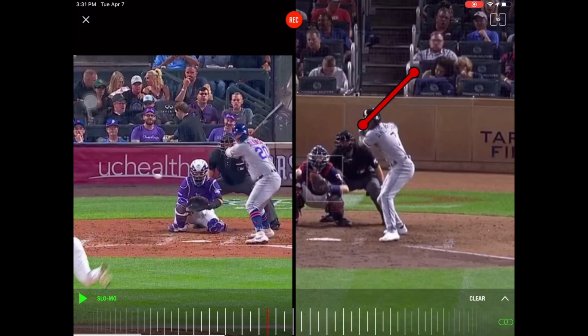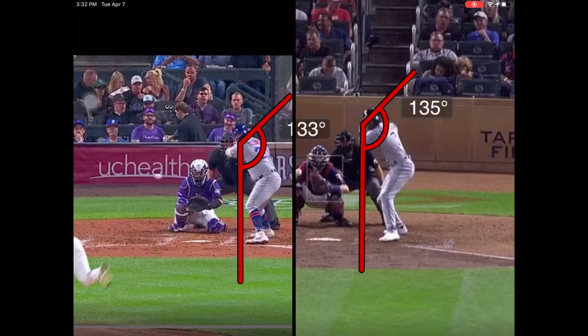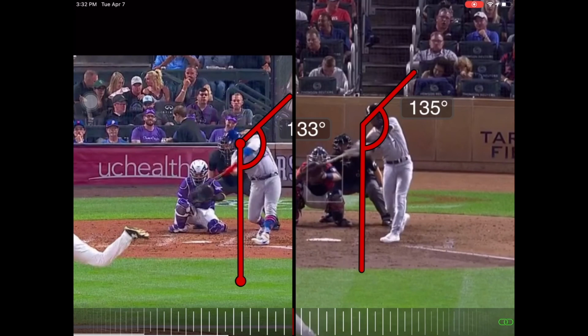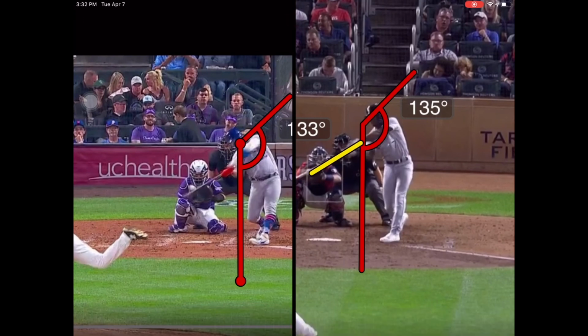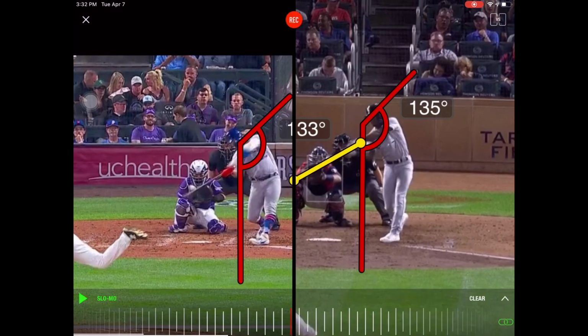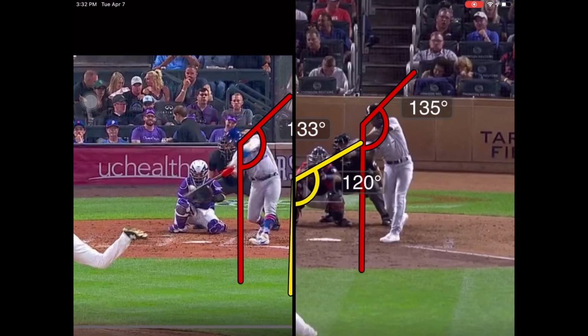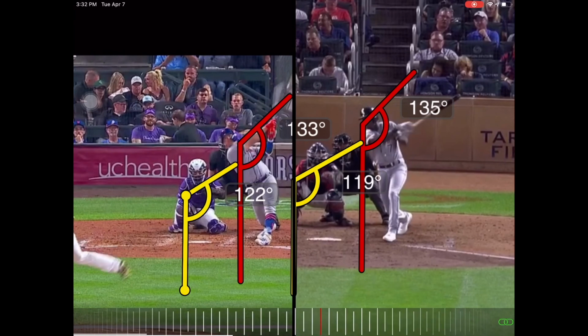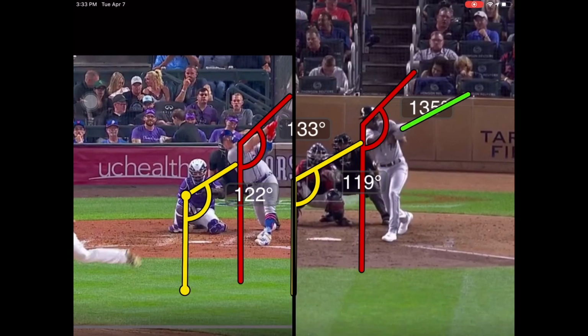Here we're going to look at the bat angle. What we're looking for is just the differences, the change from the angle throughout the swing. So right here, Tim Anderson 135, Pete's going to be 133, and we're going from 135 to contact. Tim's bat goes from 135 to 120, 119, so that's a 16-degree difference. Pete's is going to go from 133 to 122. That's an 11-degree difference.